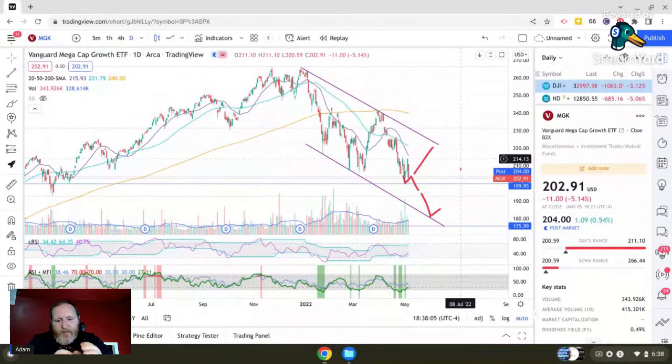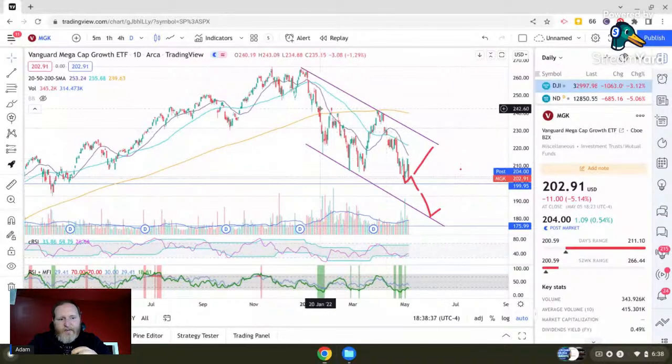Now, the encouraging thing about this, and this is what has me on the fence about tomorrow. It's a Friday. Fridays can be red days, but they can be green days too. And some encouragement about tomorrow being a green day is right here. In the after hours, for the Vanguard Mega Cap Growth ETF, it's up 0.5% in the after hours.